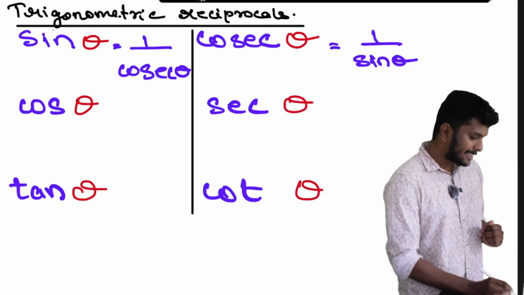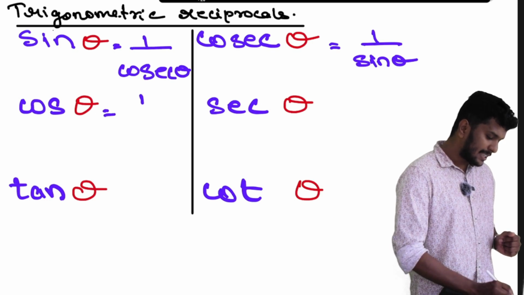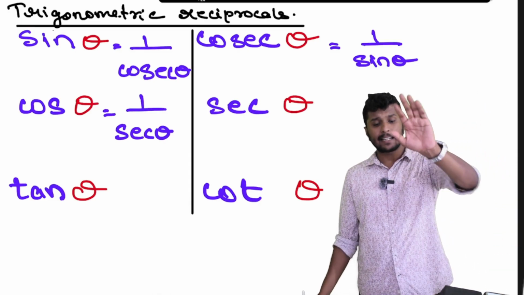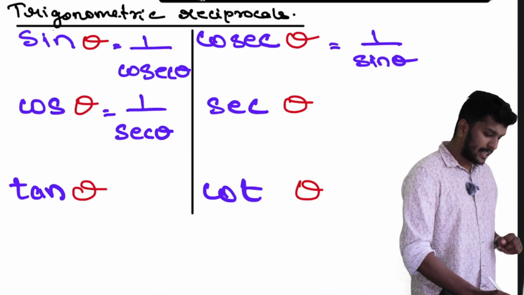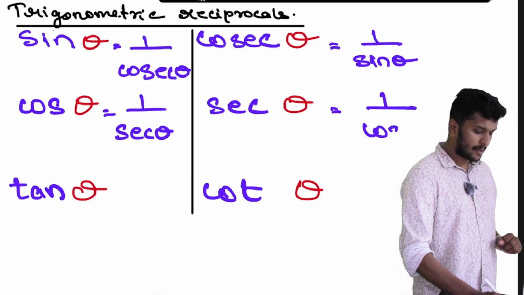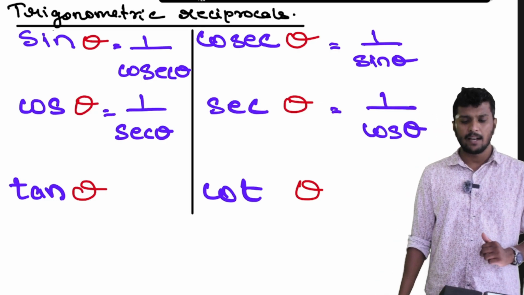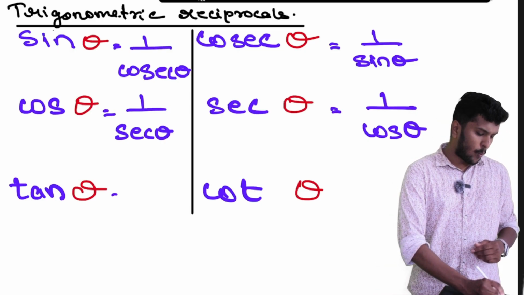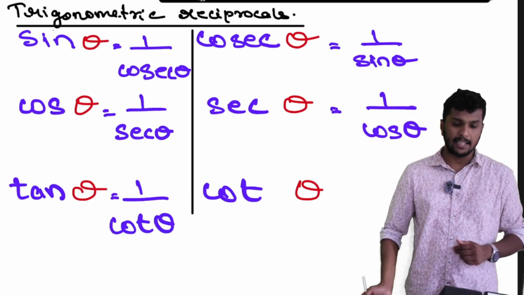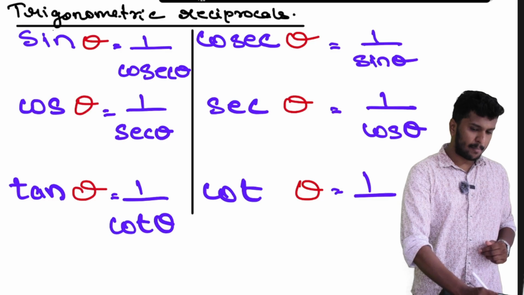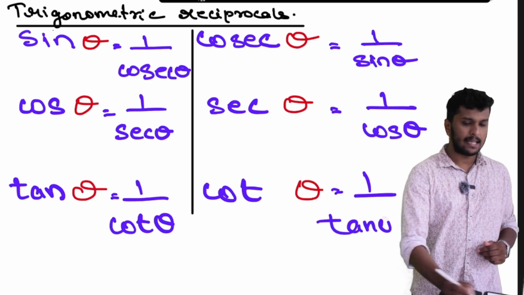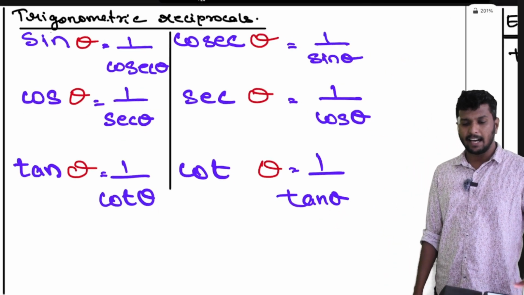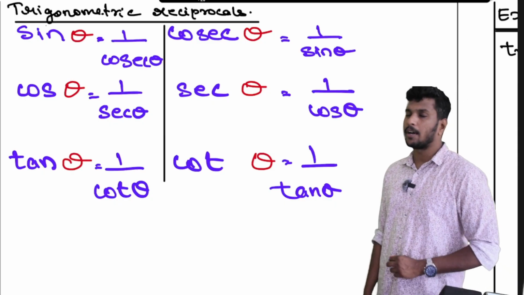Now cos theta's reciprocal is what? Cos theta's reciprocal is sec theta, so I can write 1 by sec theta. And sec theta's reciprocal is what, my dear friends? Sec theta's reciprocal is 1 by cos theta. Now tan theta's reciprocal is 1 by cot theta, and cot theta's reciprocal is 1 by tan theta. So basically you will have to know all these trigonometric ratios. You will have to know these reciprocals.